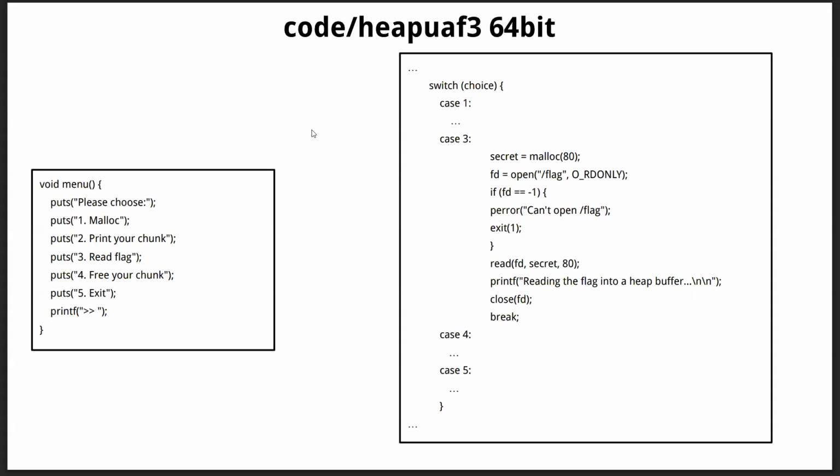So the key here is that the print will only print your malloc area. You need to make sure that when the secret is malloced, it's actually an area you control. How do you make sure you malloc an area you control?